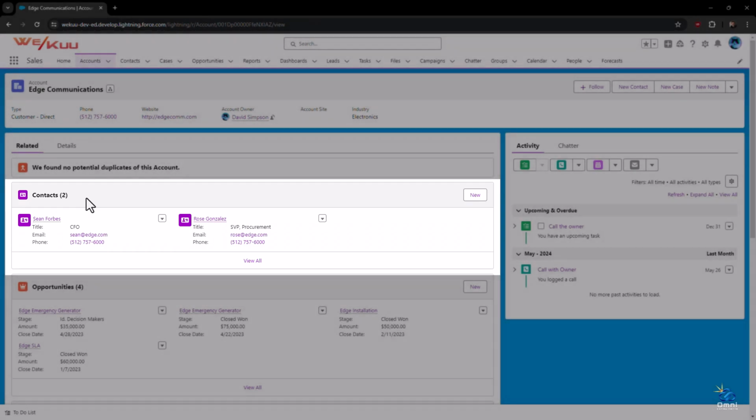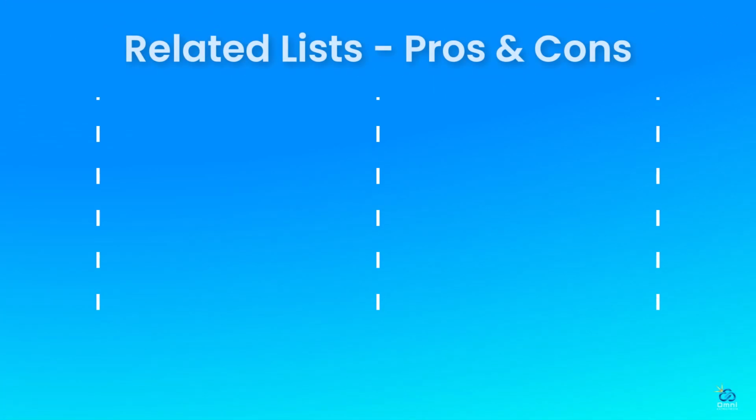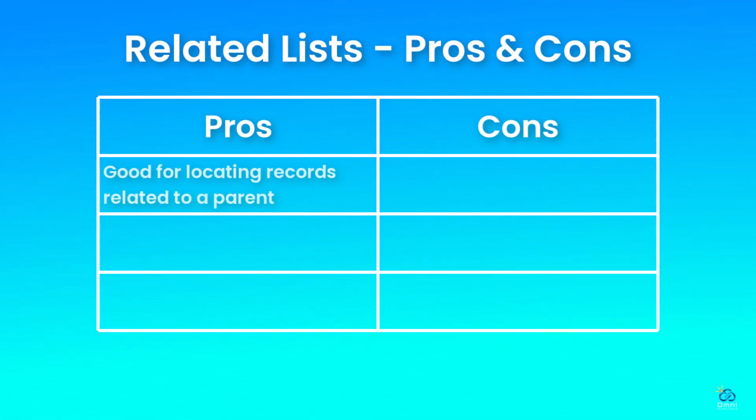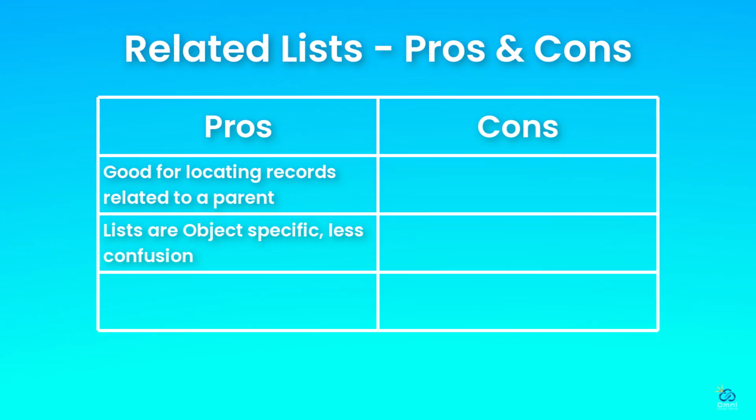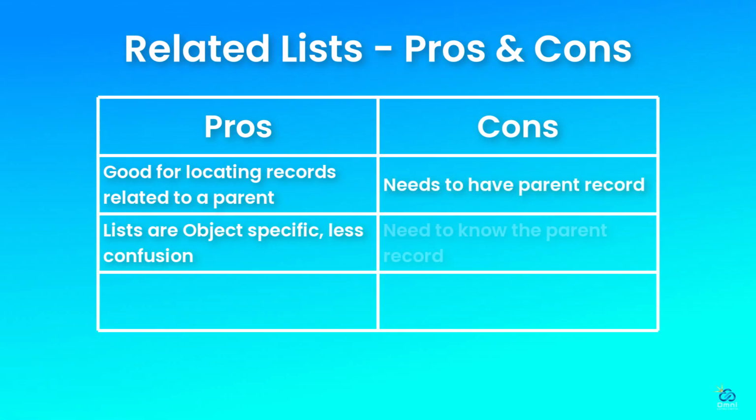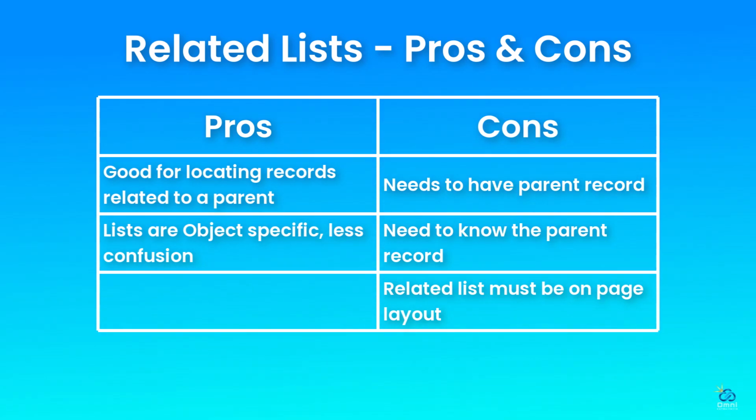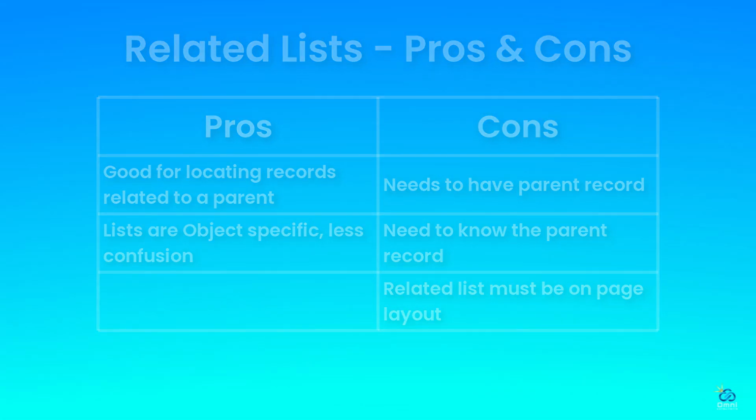This approach requires us to know the parent record first, and if the record we need doesn't have a parent, for example, if we need to find an account, then this wouldn't work for us. Also, if the related list is not on the parent's page layout, we would have to use one of the other approaches to find the record.